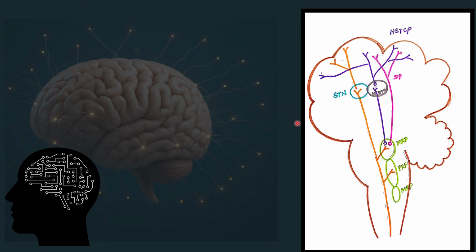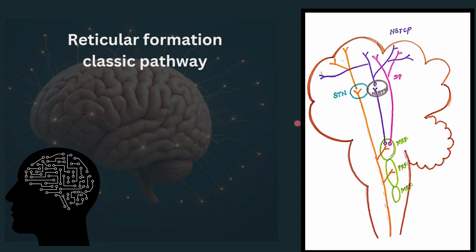Reticular formation pathways. The classical pathway is carried by the ascending sensory tract through the specific thalamic nuclei to the sensory cortex. It gives collaterals to the pontine reticular formation and midbrain reticular formation. So this is the classical pathway.